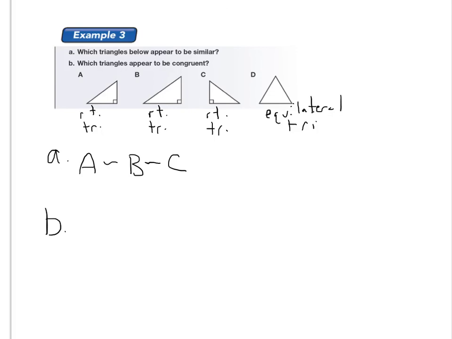So B says, which triangles appear to be congruent? Well, to be congruent, they have to be the exact same shape and the exact same size. So that means D's out automatically because no other shape in here is the exact same shape as it. Well, and then I'm looking at the other triangles going, okay, it looks like A and C are both right triangles and they look to be the same size. Okay, so I'm going to put A is congruent to C, because they're the same size and same shape. Doesn't matter which way they're facing, just that they're the same size and the same shape.